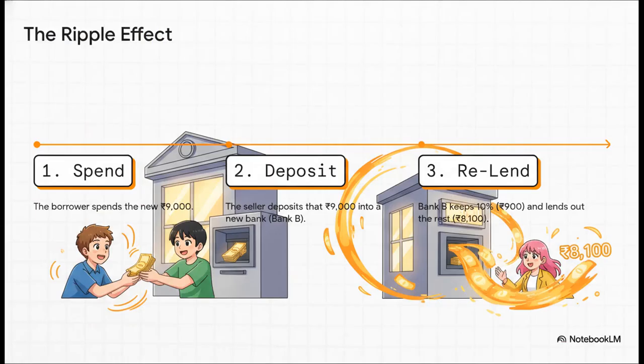So let's follow that echo. The person who borrowed the 9,000, well, they spend it. The shopkeeper who receives that money then deposits it into their bank. And what do you think that bank does? You guessed it, it keeps its 10% reserve, which is 900 rupees, and then lends out the rest, creating a brand new loan for 8,100 rupees. And the whole cycle begins all over again.